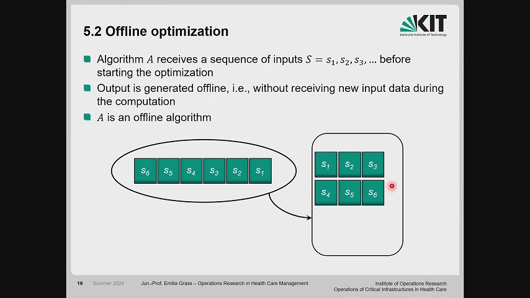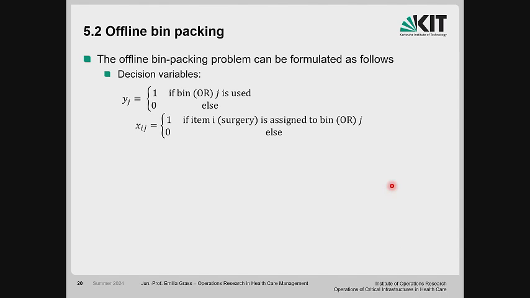Okay, so this is basically the offline algorithm, and the bin packing is as follows. We have the decision variables yj, which is 1 if operating room j is used, otherwise 0, and xij, which is 1 if surgery i is assigned to this operating room, 0 otherwise.